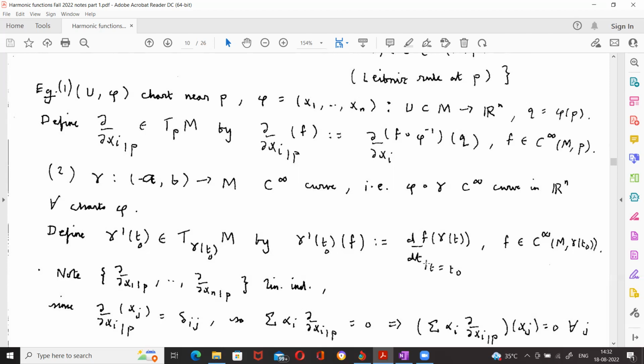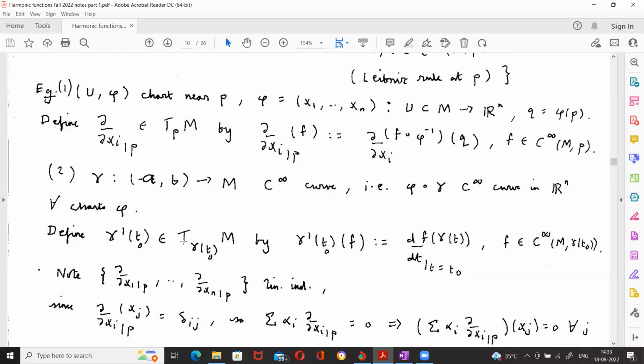I just take d/dt of it at t equal to t naught, right? It's clear that this will also satisfy the Leibniz rule, by the usual Leibniz rule from one variable calculus, since it's just the derivative of a function from R to R. So this defines for me the tangent vector to a smooth curve as an element of the tangent space. This is turning out to be a good definition of the tangent space, where we are able to define tangent vectors of curves in the manifold as elements of the tangent space.